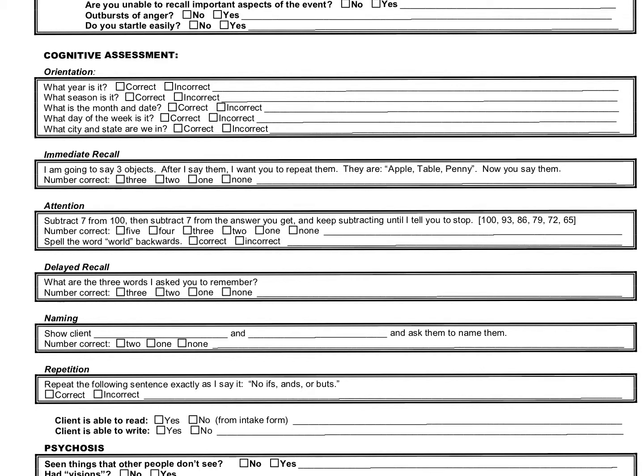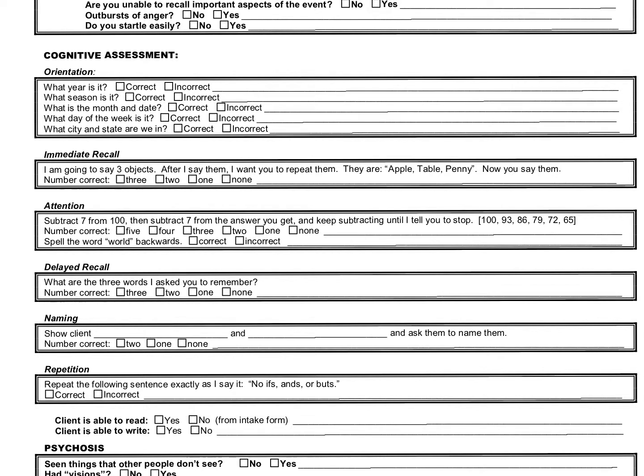Okay. So these elements under attention serve two purposes. One, you're able to see that they're intellectually intact by being able to complete these semi-difficult math problems and being able to spell backwards, functioning the way they should. But it also is a distracting element because I'm trying to test more of a short-term memory.